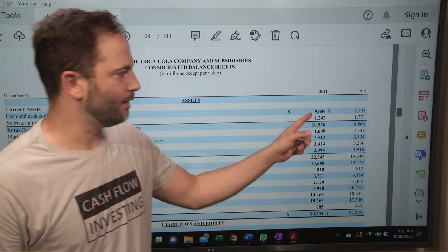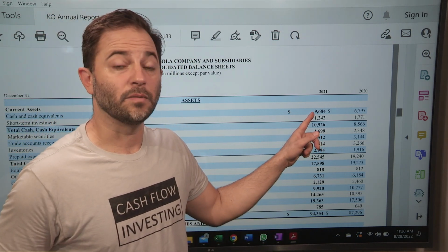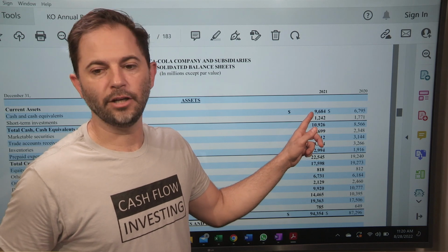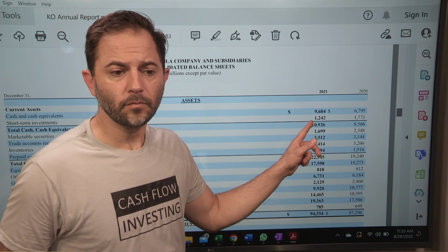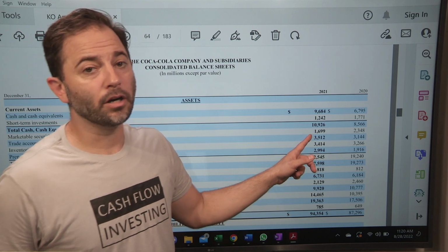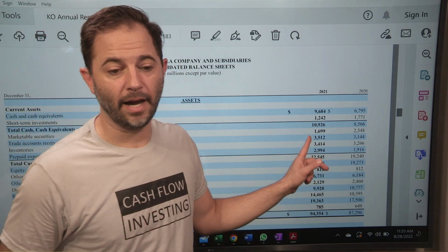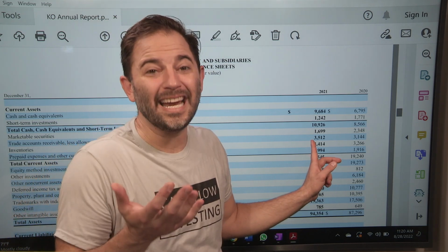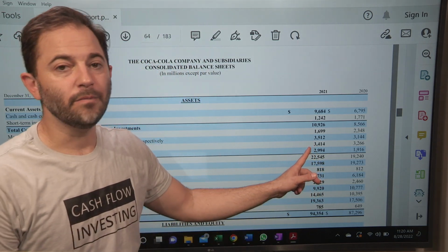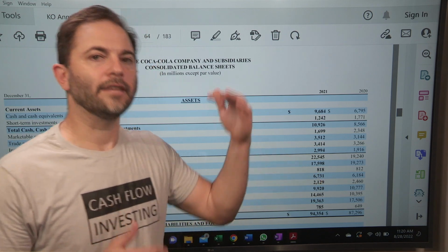So whereas you can get this number, $9.6 billion, it's pure cash, you would get that in a liquidation sale. Same thing here with the short-term investments. Maybe the marketable securities, you would not get 100%, maybe you get 95% of the value. Well, trade receivables, maybe you get 90% of the value. Inventory, maybe you get 85% of the value. You get the point here.